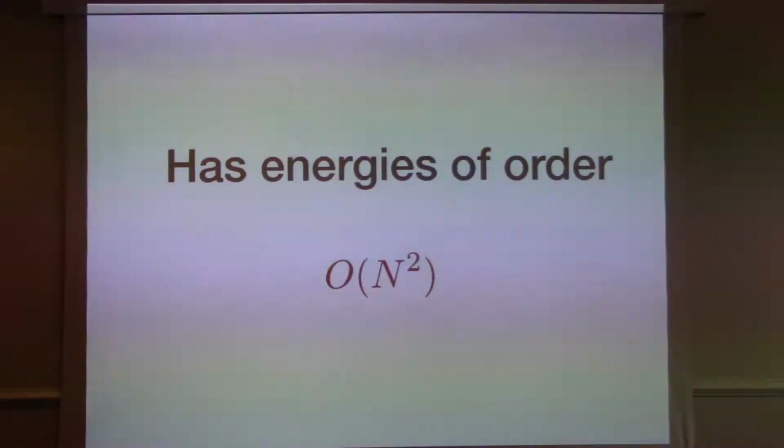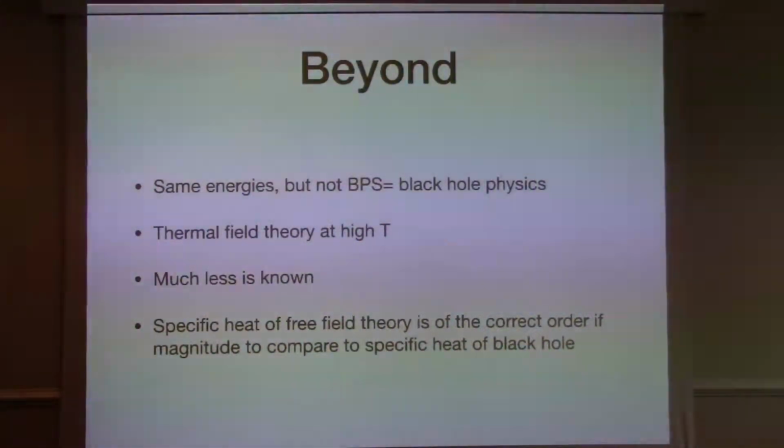So beyond, what else have people done? Okay, same energies but not BPS, so energies of order n squared. This is what we call black hole physics. Okay, and we're stuck there. We really don't know how to do that. I mean, we know the specific heat, but this stuff is complicated. These states are actually renormalized from weak to strong coupling. The spectrum goes from being discrete integers to being essentially continuous. And we have very little clue on how to deal with these objects.